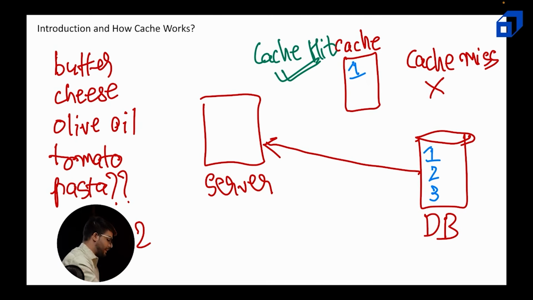Now let's say it asks for 2. Alright, the server requires 2. Now the cache will be like, I only have 1, I don't have 2 with me. So we will retrieve the information from the database, 2 is present in the database, and we will return it to the user. Meanwhile, we will also store the missing 2 in the cache, so that in future, if a request for 2 comes in again, we can return it from the cache itself instead of fetching it from the database. Now this is how cache normally works.